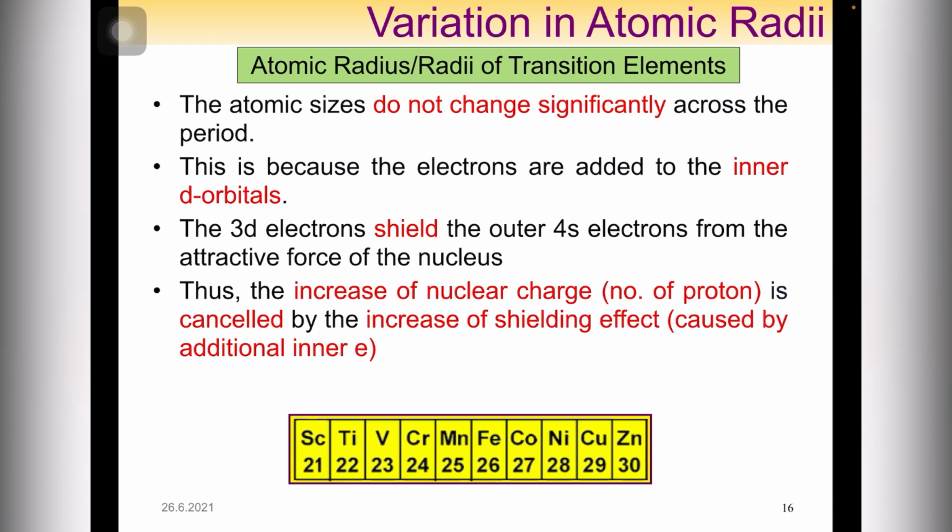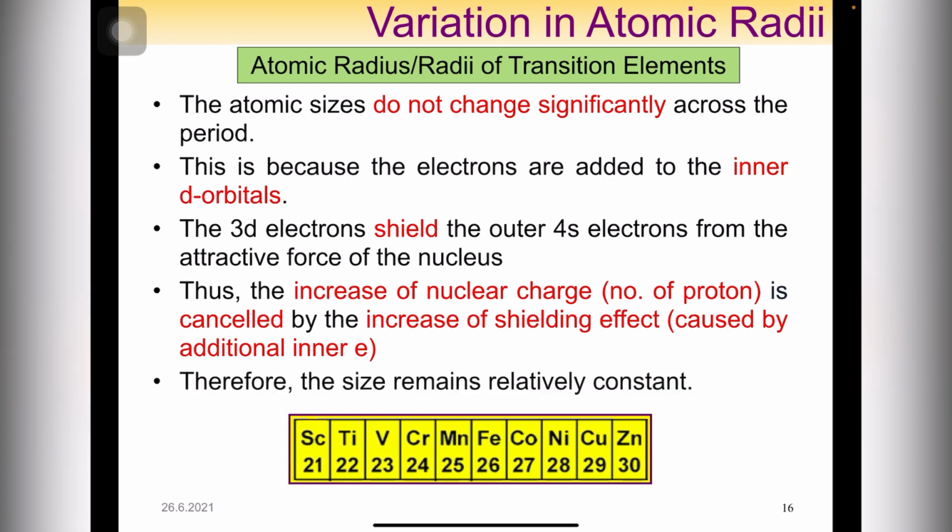So that's why you can see that the atomic radius for the first row of the transition elements is quite the same, or quite constant. These are the reasons why the atomic radius is quite constant for the first row of the transition elements.